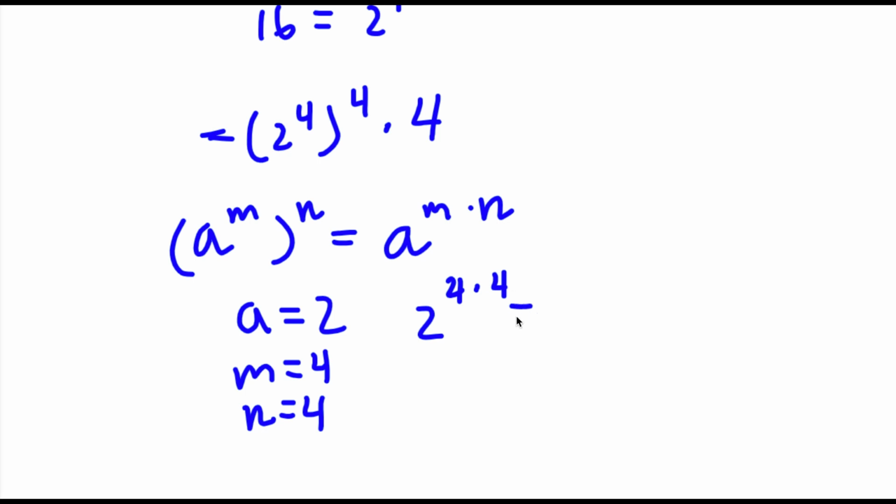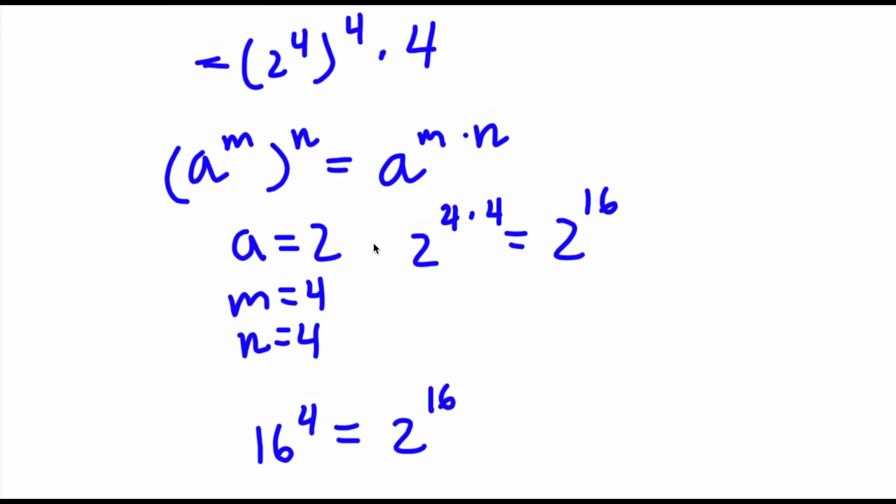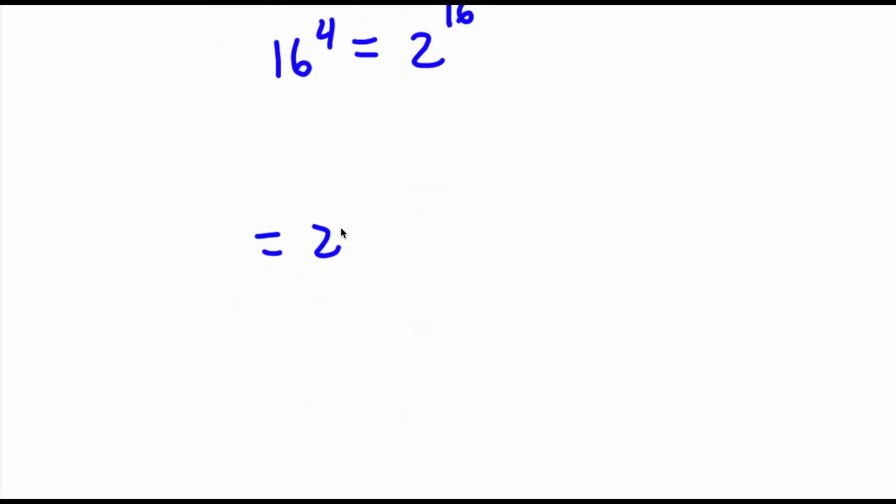Now 4 times 4, this is 16. So now I have 2 to the power of 16. Meaning 16 to the power 4 is the same thing as 2 to the power of 16. So now I have 2 to the power of 16 times 4.